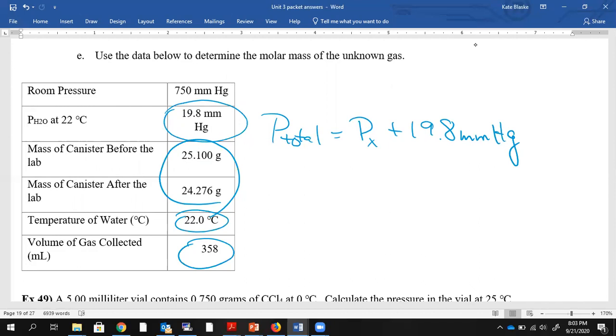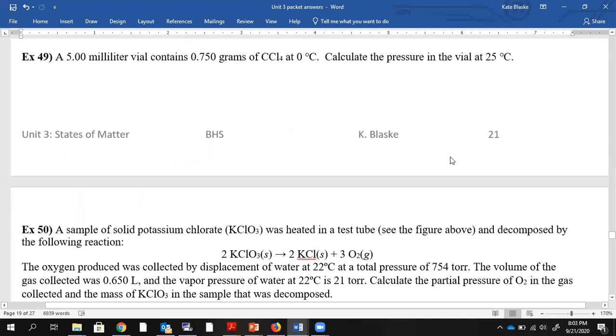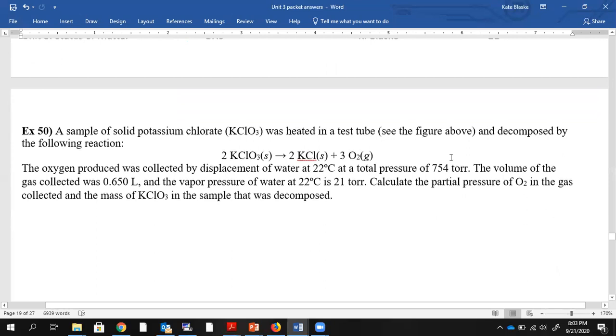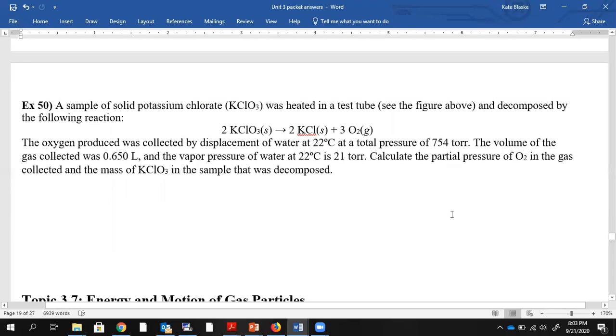This is a problem that shows up all the time on the AP exam. We will practice this lots in class, plus we will actually do the lab that goes along with this. But like I said, the most common way to see this in a question, if you look at example 50 real quick, tells us about this reaction that's going on. The oxygen produced was collected by displacement of water, which is the clue as to what reaction is going on, at a total pressure of 754 torr. The vapor pressure of water at 22 degrees Celsius is 21 torr.